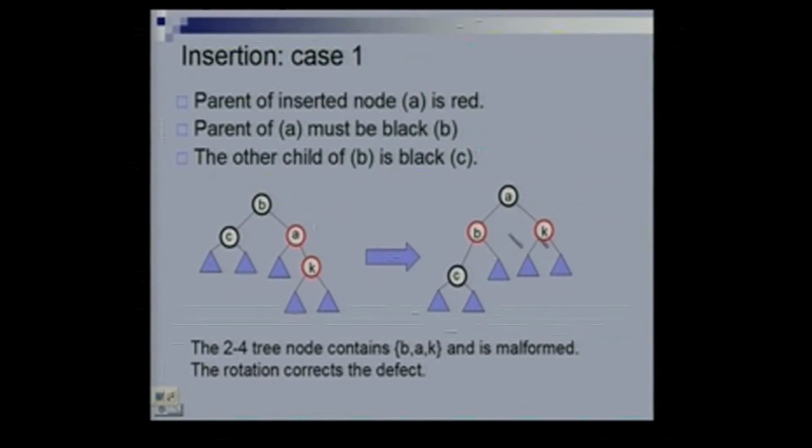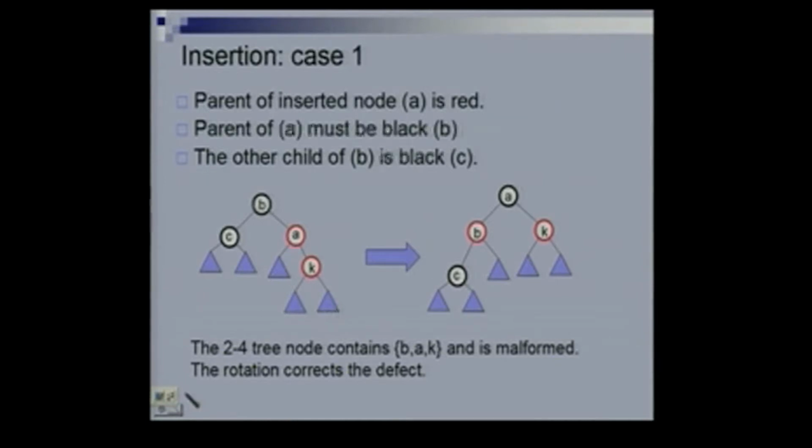A will be colored black, B and K would be colored red. What is the black height of this tree now? The black height of this tree is the same as the black height of this. If you took any external node here, its black height was whatever was the black height of this plus a 1, and for those it is still the same, whatever is the black height of these pieces plus a 1. Would the black height of all of these be the same? Suppose the black height of this is h, then the black height of this should also be h, this should be h plus 1, this should be h plus 1, and this should be h plus 1.